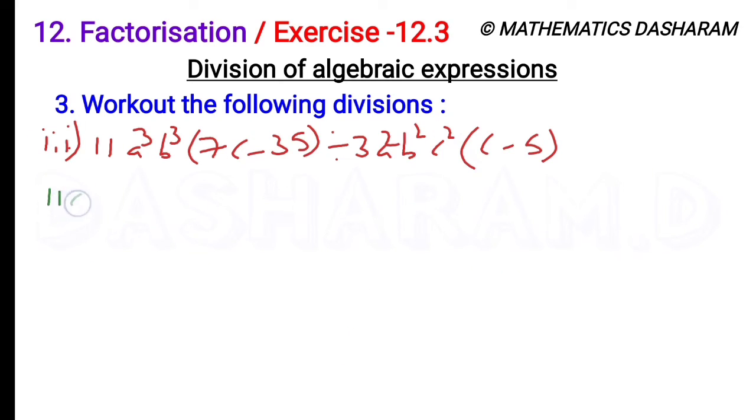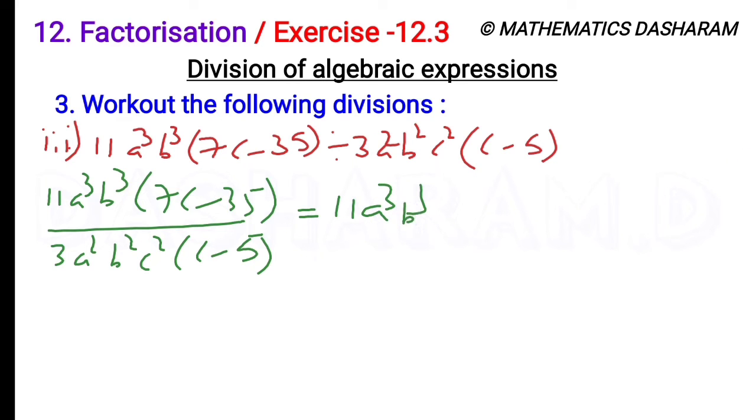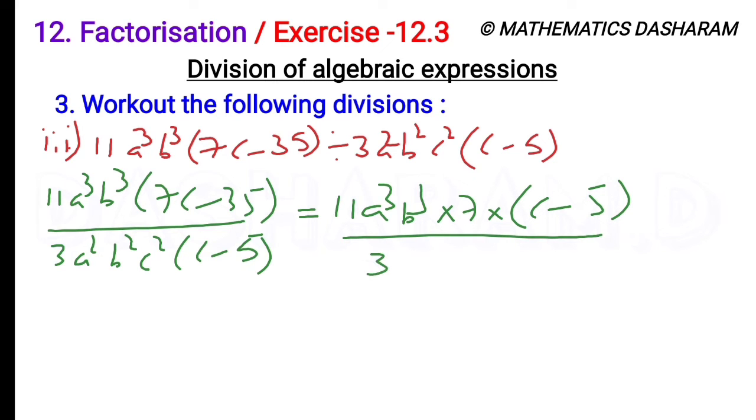Third question, 11a cube b cube bracket of 7c minus 35 divided by 3a square b square c square bracket of c minus 5. So it is equal to 11a cube b cube. So 7c minus 35, 7 is a common. So c minus 5, 7 fives are 35, divided by 3 into a square b square c square into c minus 5. c minus 5, c minus 5 cancel.